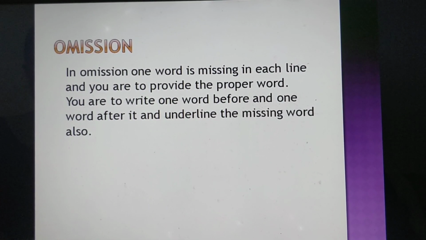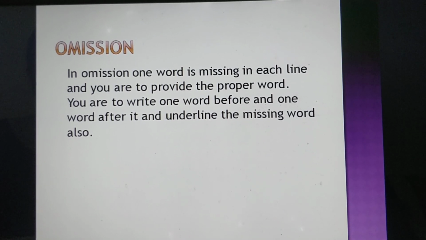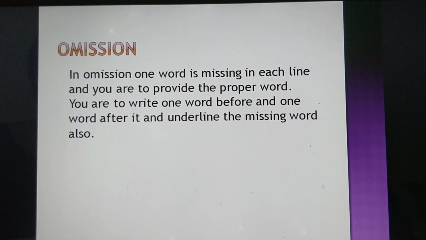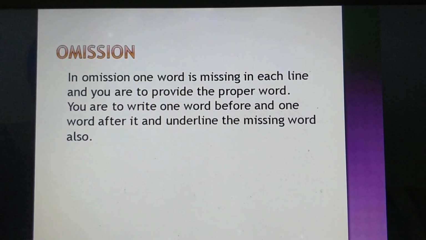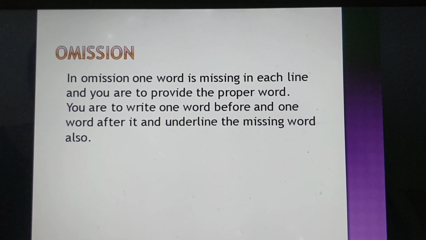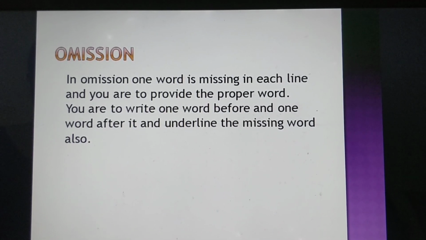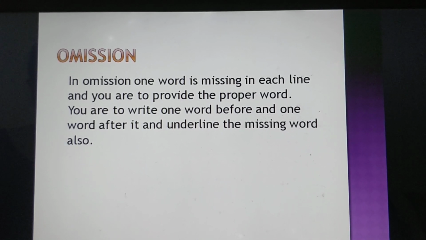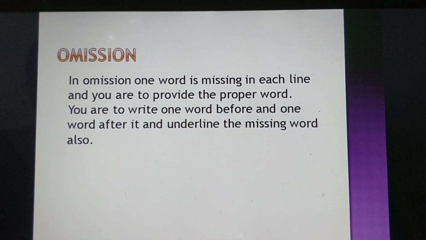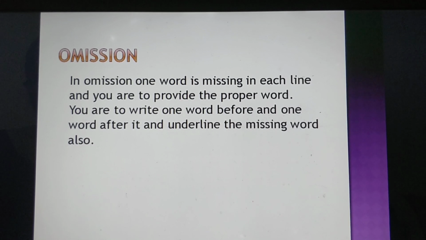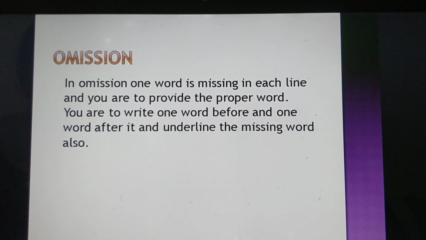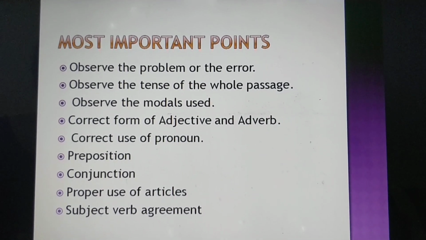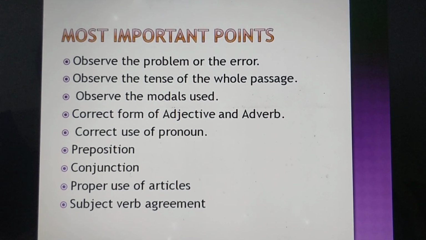So, for this, first of all, we are to read the whole passage thoroughly and check the tense, article, preposition, subject-verb agreement, conjunction, etc. and underline the wrong word, and then we are to write the wrong word in the place provided and also the correct one. So let us see some important points before we do these exercises.